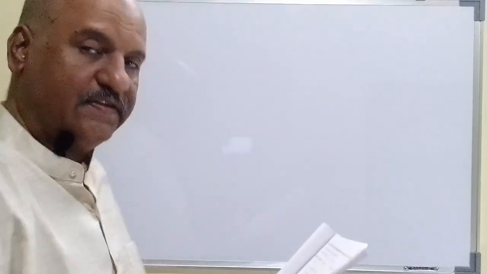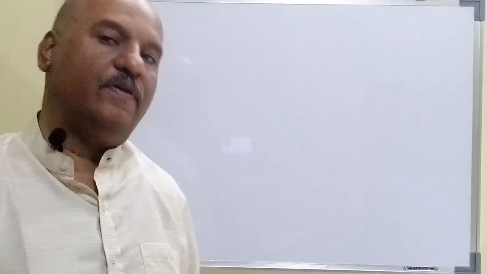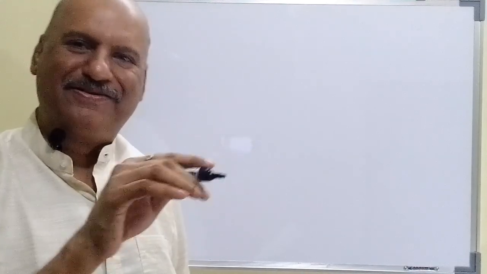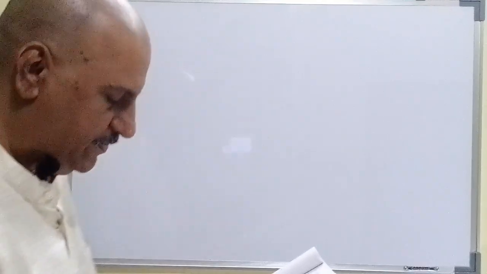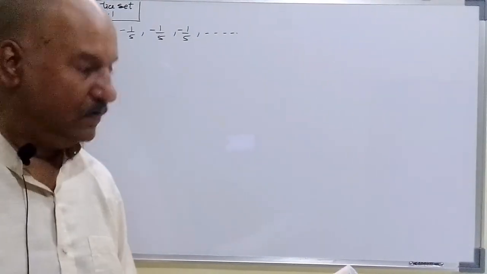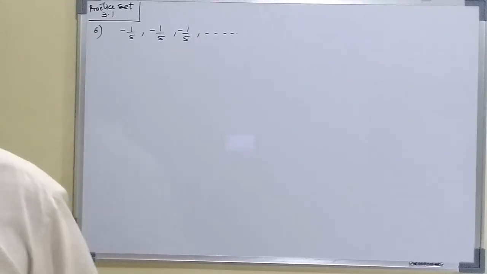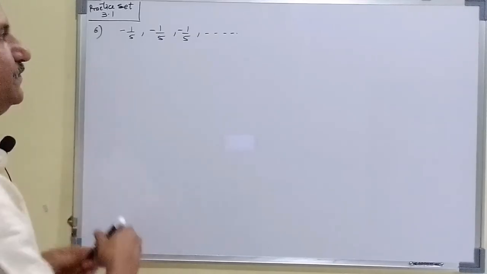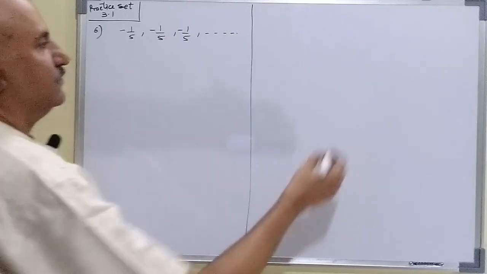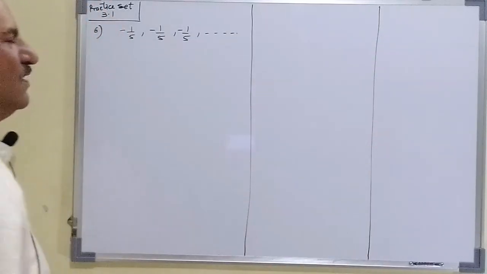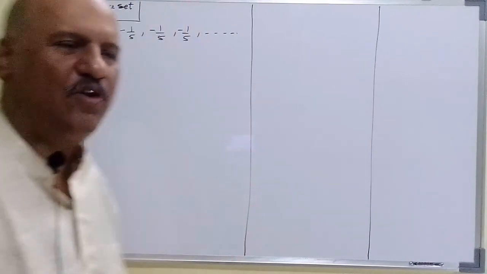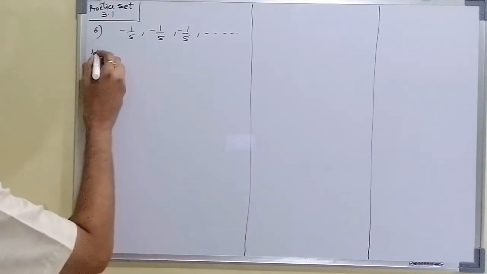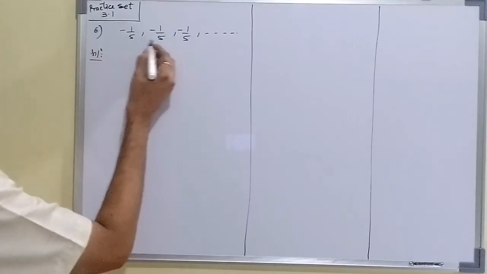Now question number 6. Start with question number 6. Keep the textbook in your hand and solve in the notebook. Keep the textbook in your hand, friend, this is practice. Yes, we are in question number 6. This has to be AP because common difference will be 0. See solution. This is T1, T2, T3.